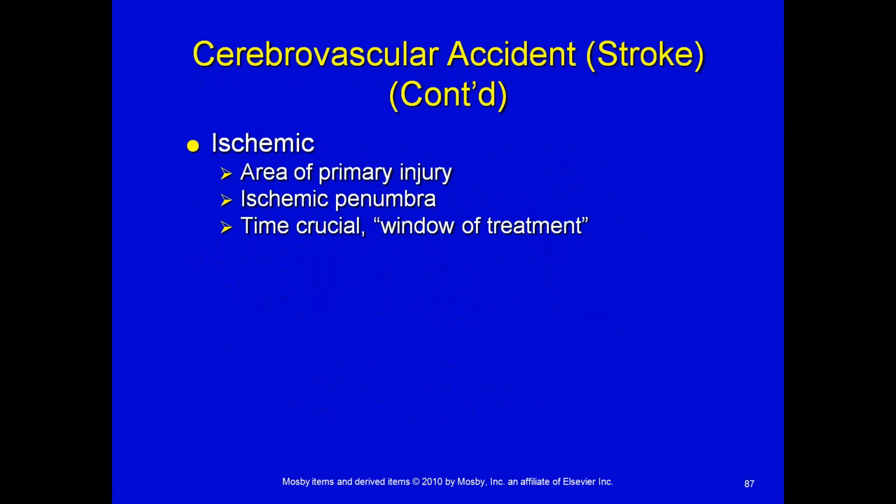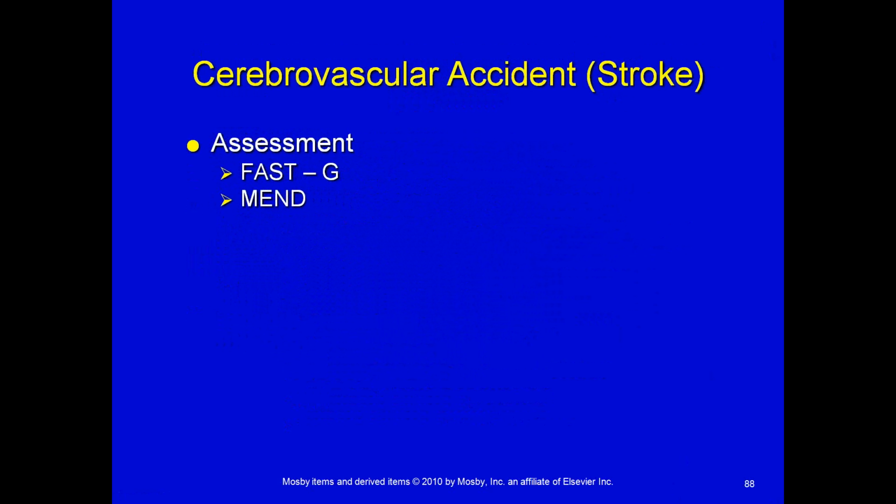But should they recognize early that they are in fact having a stroke, and they are a candidate, and through a head CT it's determined that they do not have a bleed inside their head, they may be a candidate for a clot buster that would open that vessel up and supply blood to that penumbra and prevent that infarct from extending, making the brain injury worse.